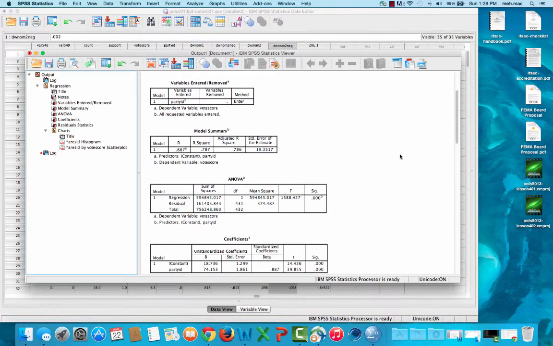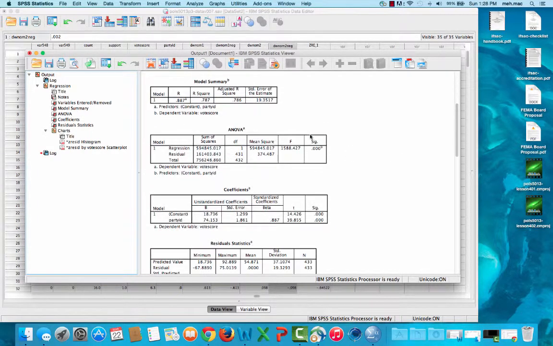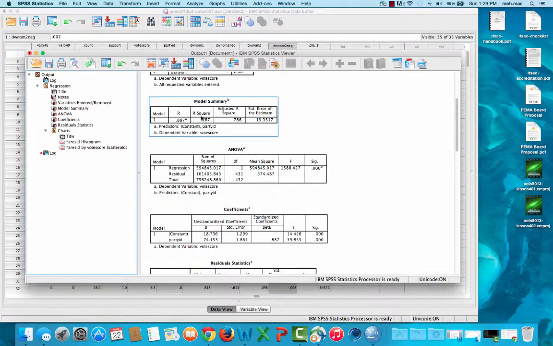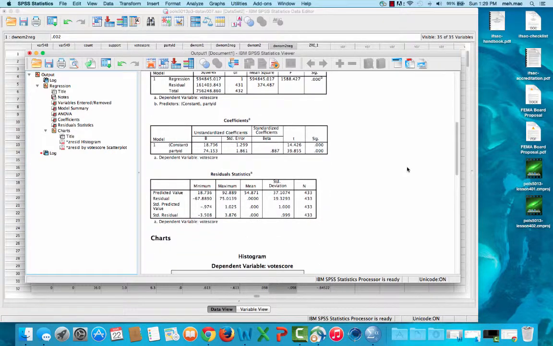In the first video, I had just run this regression result. My dependent variable was vote score, and the independent variable was party identification. That gave me a model with this adjusted R-square, these degrees of freedom, and this parameter result. My beta was 74.15. My standard error was very small versus that, 1.86. That gave me a t-score that was humongous, about 39.